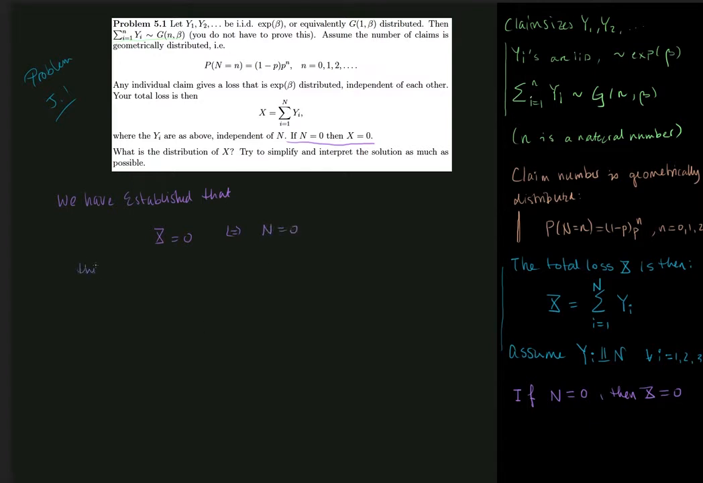And this means that the probability that the total loss is equal to 0 is exactly the probability that there are no claims, which is exactly equal to 1 minus p.